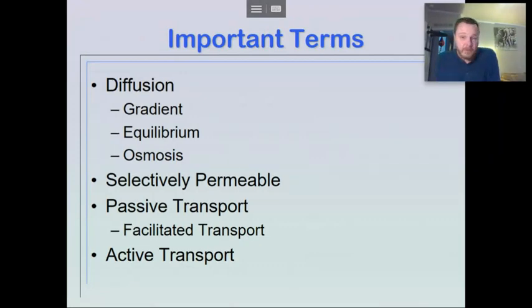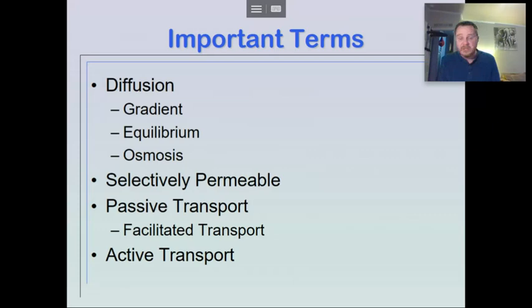We talked about diffusion. Diffusion is the natural spreading out, if you will, of molecules from a location of higher concentration to lower. And that's driven by a gradient. A gradient is where you have a difference in concentrations. Equilibrium is when you have no gradient. There's no difference in concentrations across. And osmosis is the diffusion of water moving to areas of higher concentration of solutes to dilute them out.